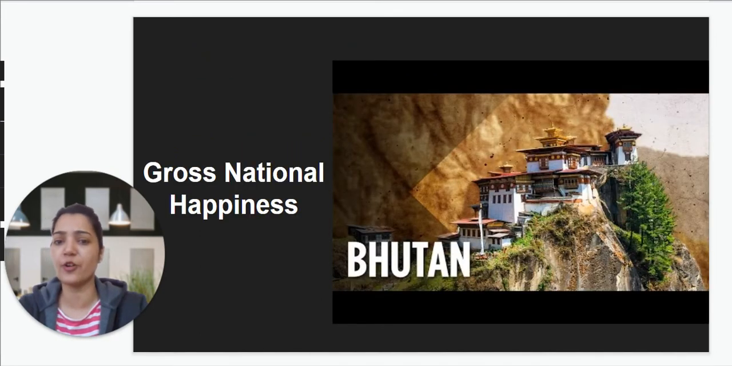The next we have is Gross National Happiness. What rings a bell? Bhutan, right? Yes, this is the domestic growth index. It was introduced in Bhutan. It has basically four pillars. The first is sustainable and equitable socio-economic development. All the factors covered under socio-economic development, they consider this one.